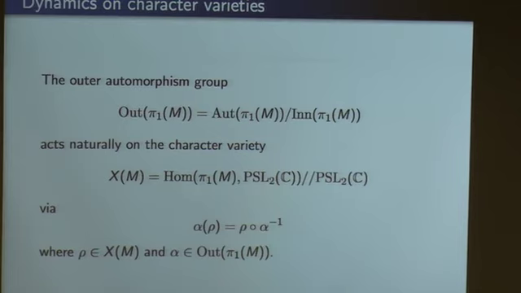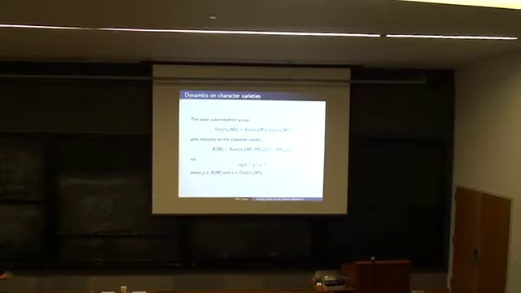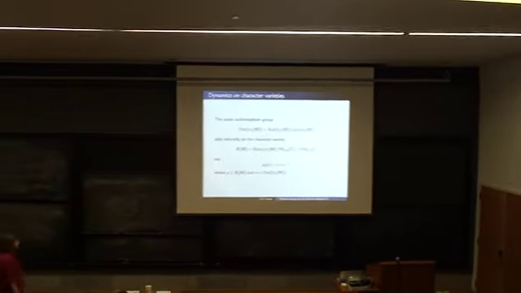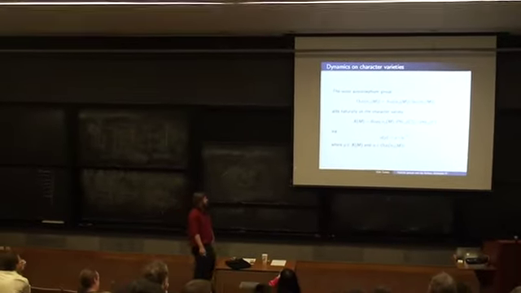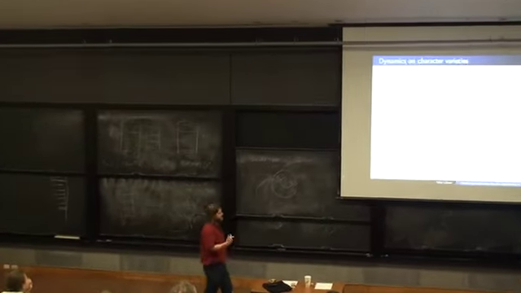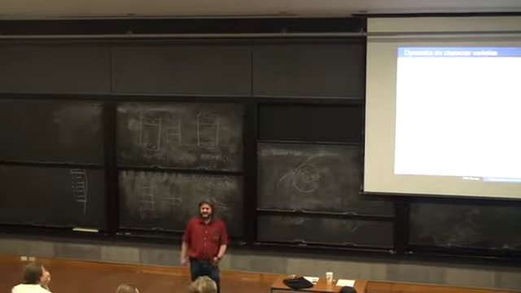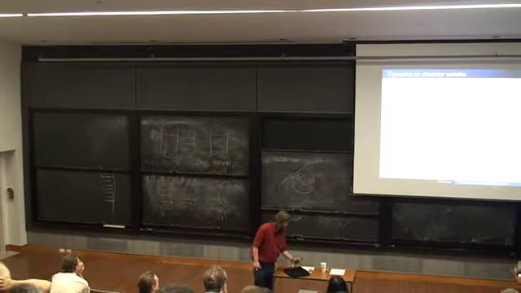So there's another natural dynamical system sitting in the background here, which is you can look at the outer automorphism group of your three-manifold group, which is just automorphisms up to conjugation. So we don't care about conjugation by some group element. This acts naturally on the full character variety. And you just do that by precomposing by the inverse of the automorphism. Okay, so that's the natural action on the character variety.